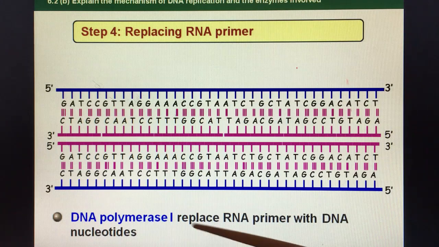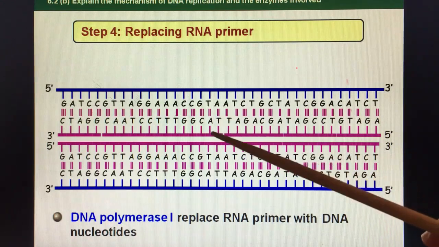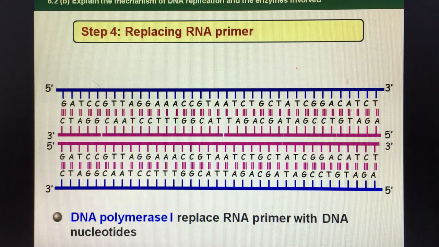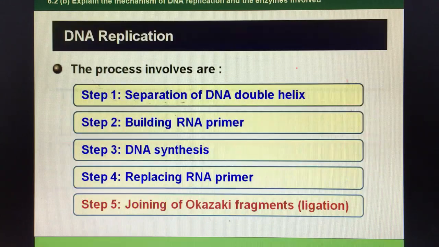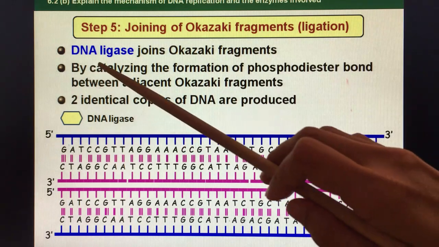But DNA polymerase 1 only replaces the RNA nucleotides. So it doesn't actually join the fragments. So you still have fragmented DNA. So what will happen next is the fifth step, which is the last step, to join the Okazaki fragments. So now you need another enzyme, namely DNA ligase.